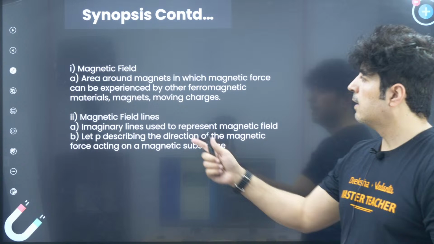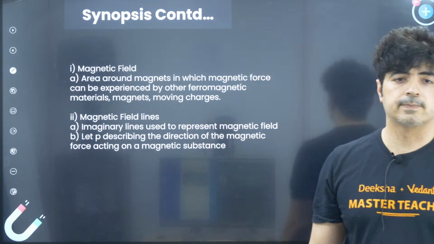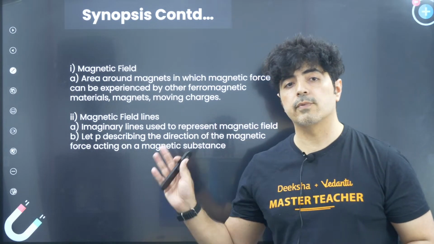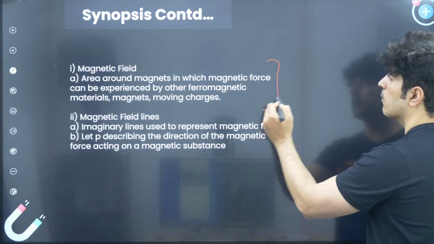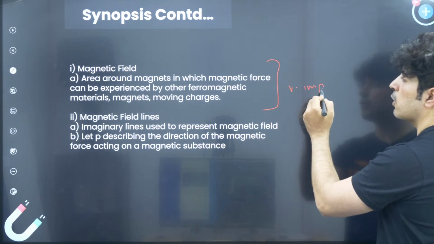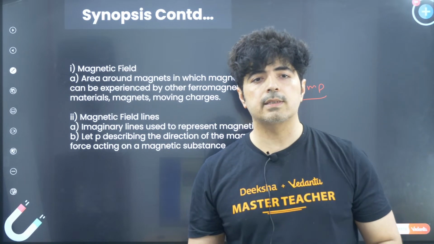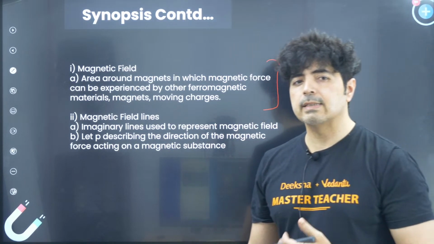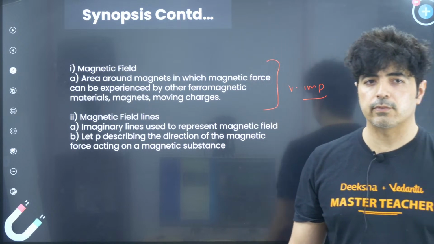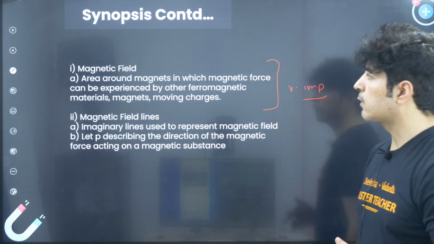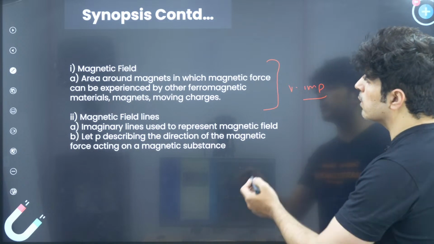That's the magnetic field. Now second is magnetic field lines. Now what are magnetic field lines? This is a very important question, guys. These two are very important. In short answer questions, many a time this question has been asked. So please note down as it is, because this is the exact definition of it. You have to remember this.